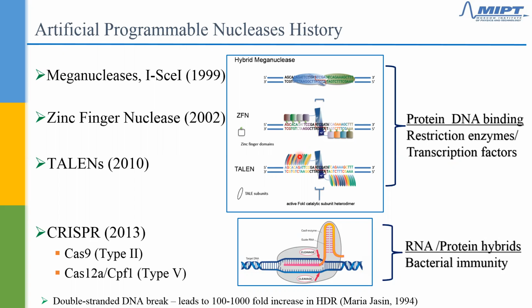And obviously, TALEN makes engineering easier than zinc finger nuclease, but not as easy as what CRISPR brought to the genome engineering field. And here, of course, we have completely different targeting. It's not achieved by protein-DNA binding, but achieved by forming an RNA-DNA hybrid.